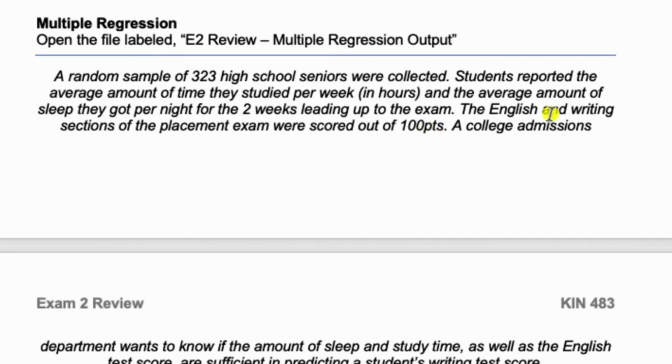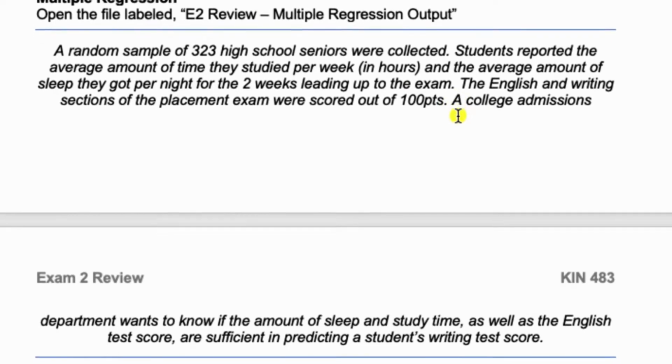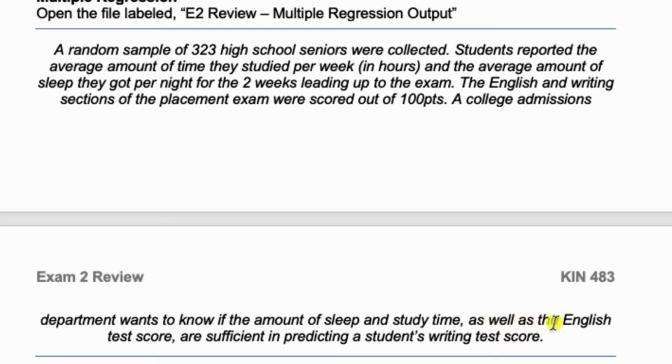All right, in our multiple regression, I've given you guys another output, and our research scenario is looking at a random sample of 323 high school seniors, and students reported the average amount of time they studied per week in hours and the average amount of sleep they got per night for 2 weeks leading up to the exam. The English and writing sections of the placement exam were scored out of 100 points. A college admissions department wants to know if the amount of sleep and study time as well as English test score are sufficient in predicting a student's writing score.